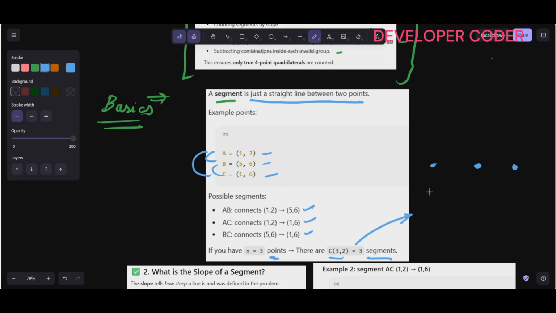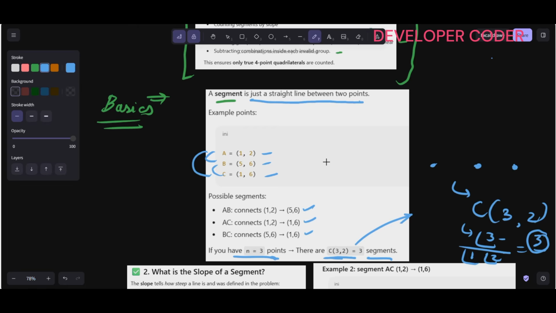from these 3 points, how many different combinations of 2 can you form? Out of 3, so 3 comma 2, this is how you write. This is nothing but 3 factorial over (3 minus 2) factorial, that is 1 factorial, and 2 factorial. So that is 3 into 2 factorial over 2 factorial, the 2 factorials cancel out, so 3 only. So if you have n is equal to 3 points, there are these many segments.